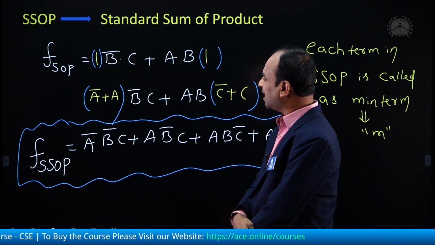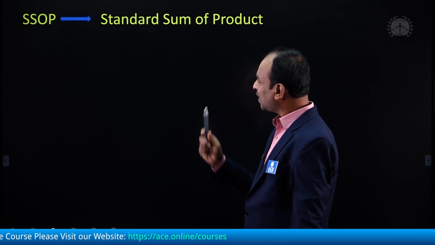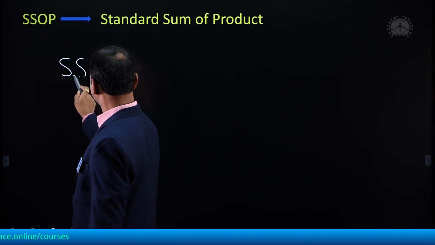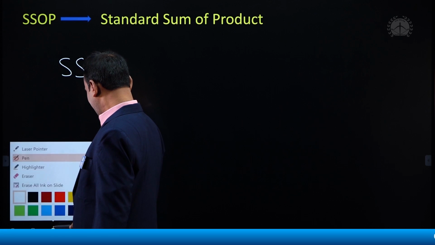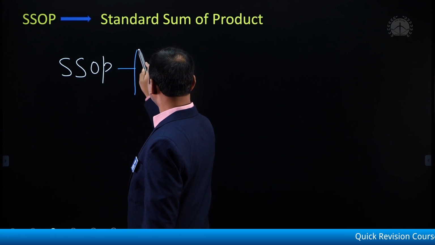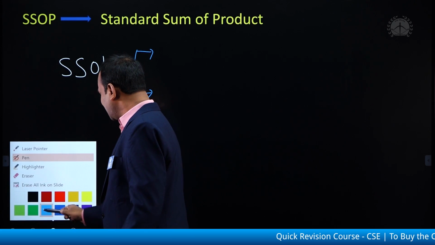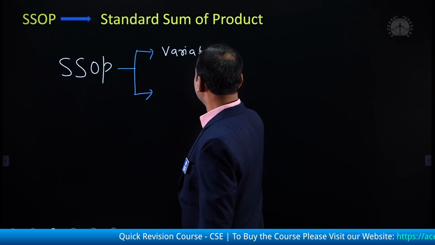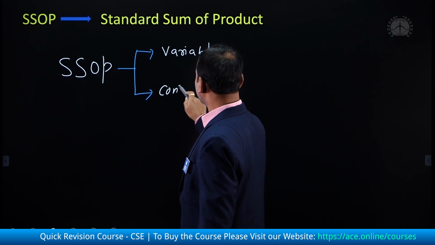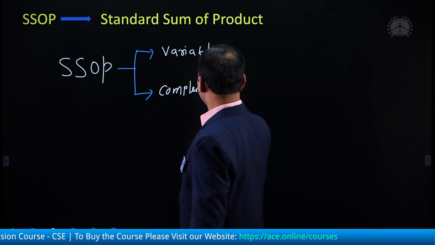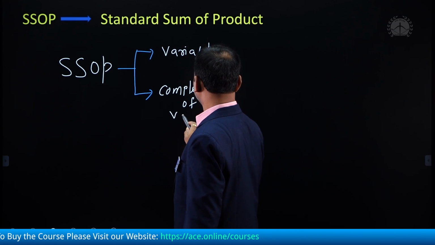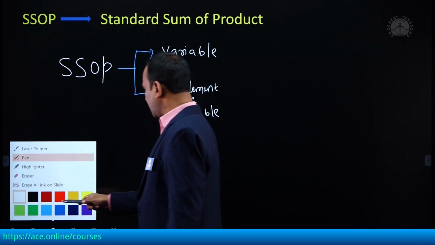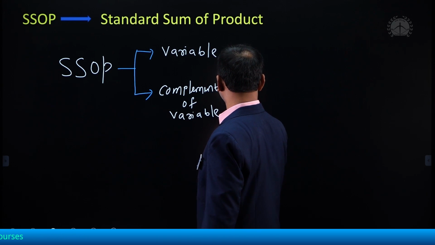And one more thing, I am writing the same thing on the next page. What is the SSOP? In SSOP, dear friends, each variable is treated as variable and complement of variable. Am I correct? In SSOP, we have both variable and complement of variable.